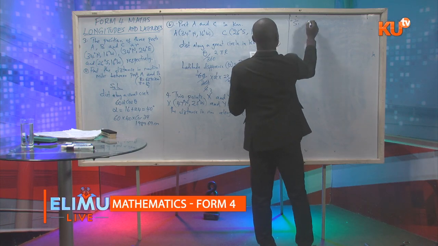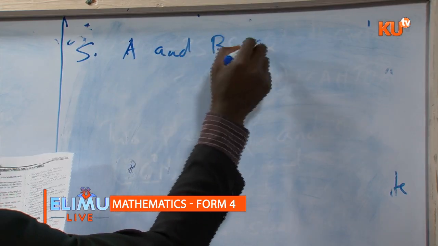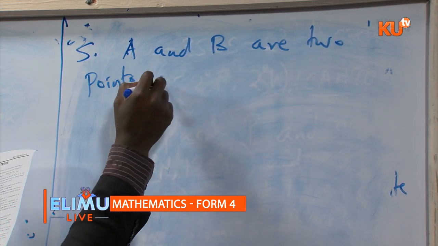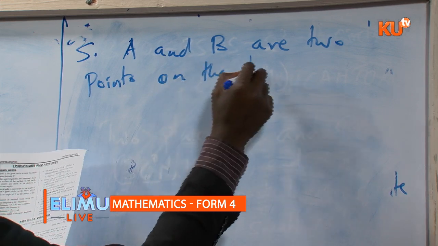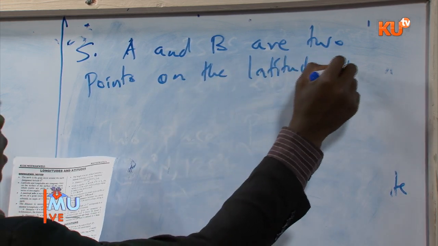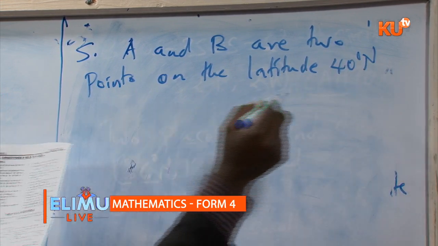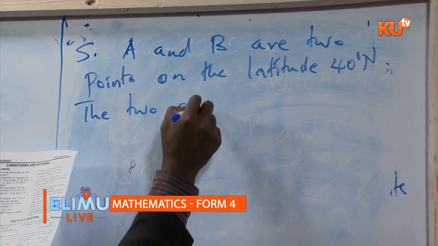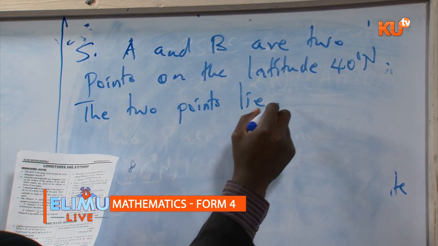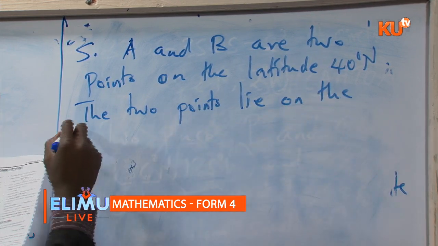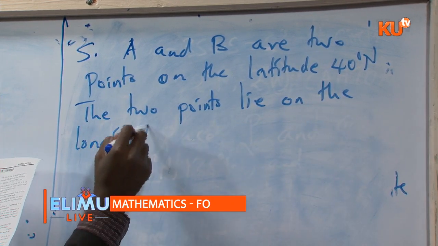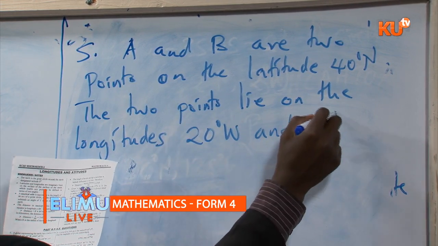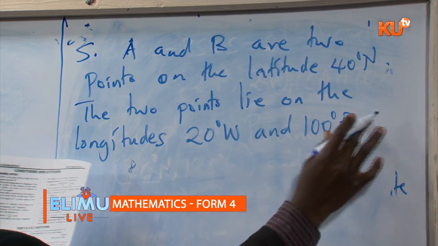We are told that A and B are two points on the latitude 40 degrees north. Then you're told the two points lie on the longitudes 20 degrees west and 100 degrees east, respectively.